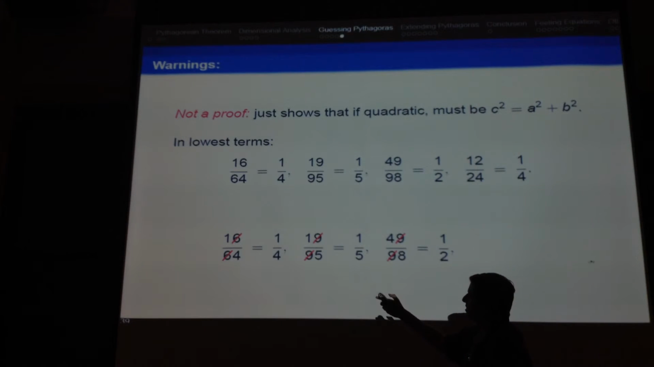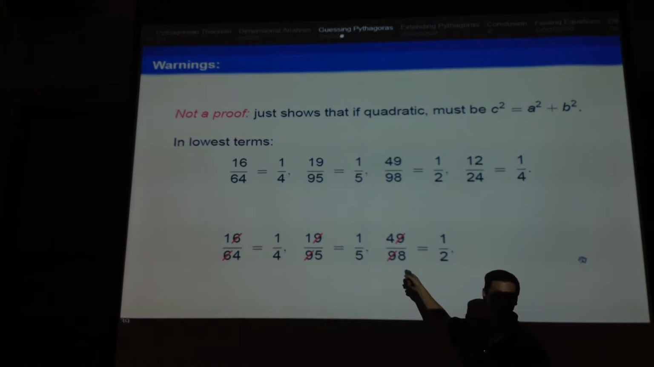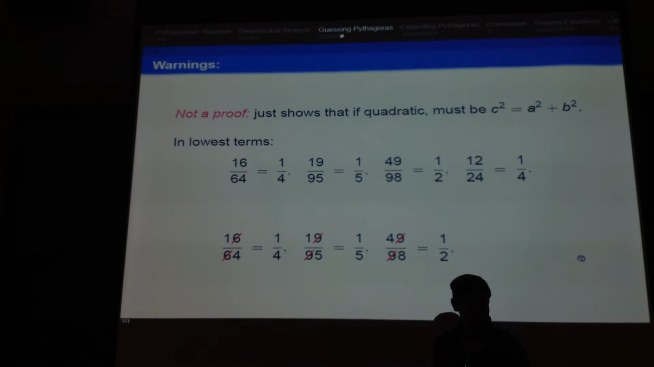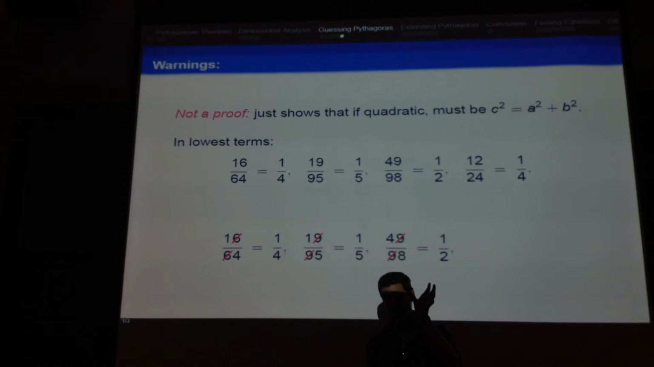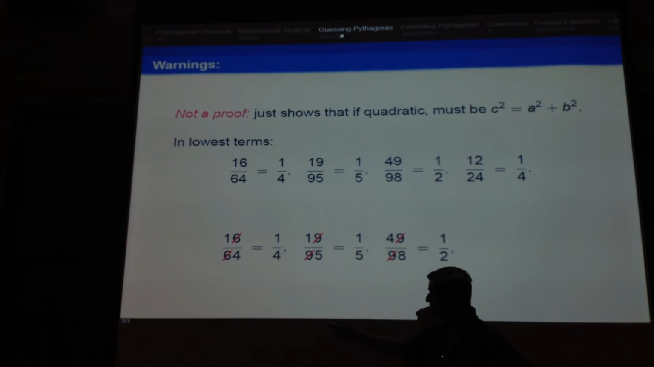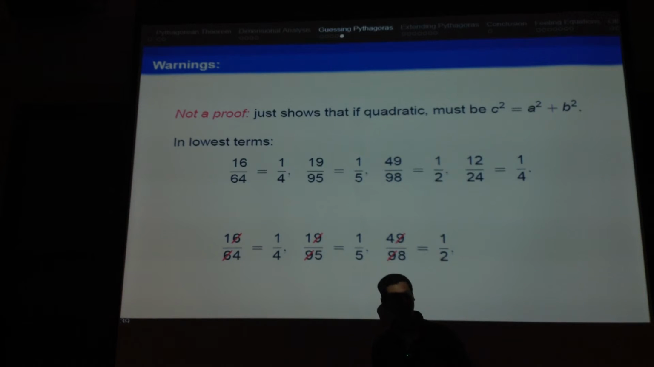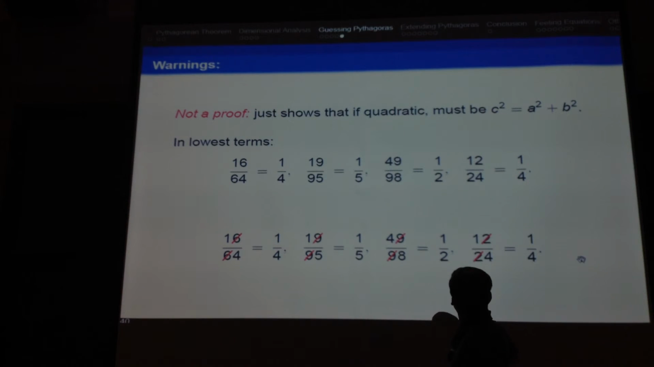Let's check. 16 over 64, I cancel the 6's, I get 1/4. 19 over 95, I cancel the 9's. Now, this is a little bit more work because I get 4 8's and I have to work from there. But I do get 1/2 after the dust settles. So whenever you have a 2-digit fraction with 2 digits in the numerator and the denominator, you can just cancel diagonally. And this is 3 cases. This is 3 times as much math as what we just did for Pythagoras. So by that argument, 12 over 24 is 1/4.